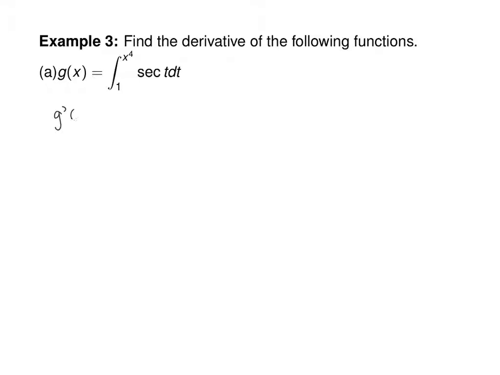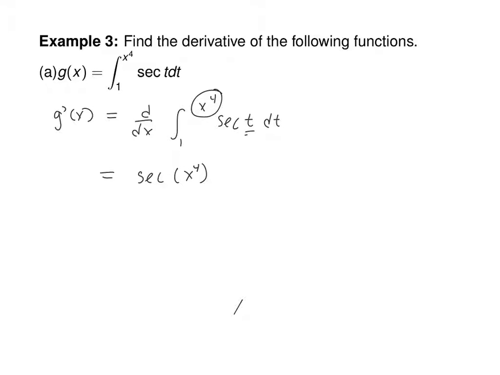So g prime of x is the derivative of the integral from 1 to x to the 4th of secant t dt. This derivative rule just says that the upper bound, that's the variable, gets plugged in for the dummy variable. So this becomes secant of x to the 4th. But because this is not just x, you've got to multiply by the derivative of x to the 4th. That's the chain rule. So 4x to the 3rd.